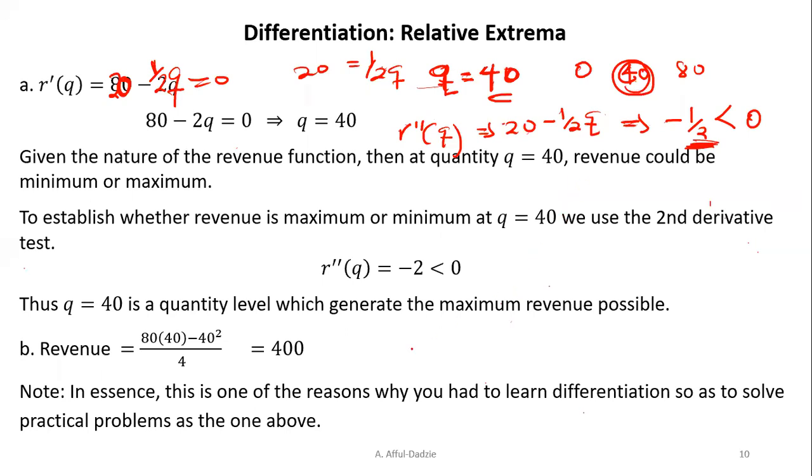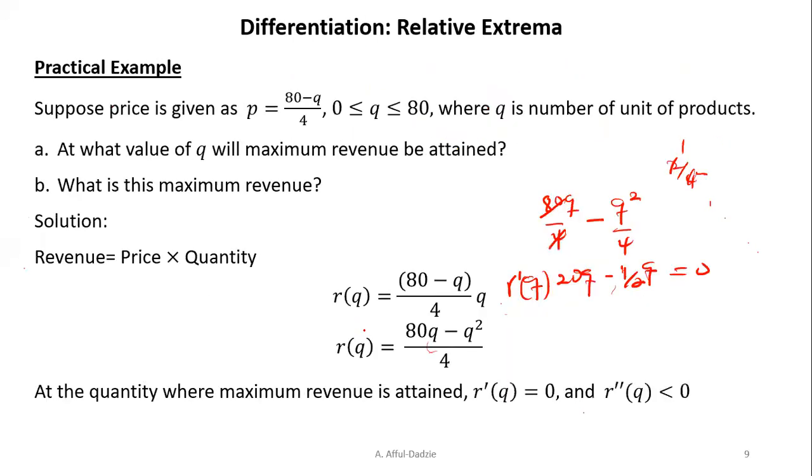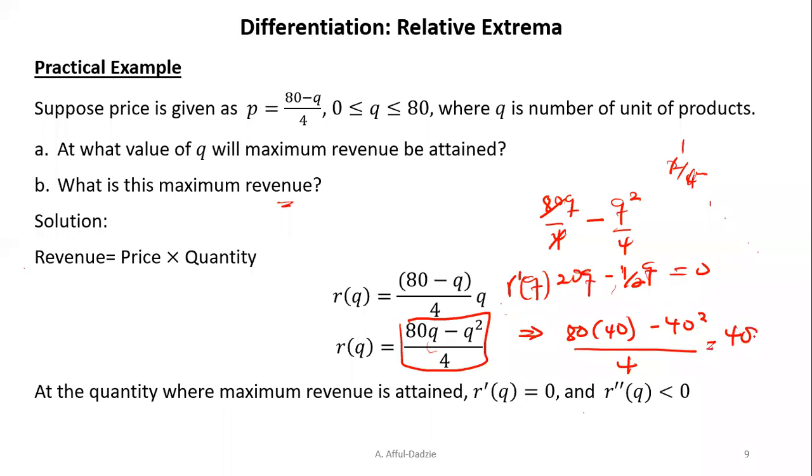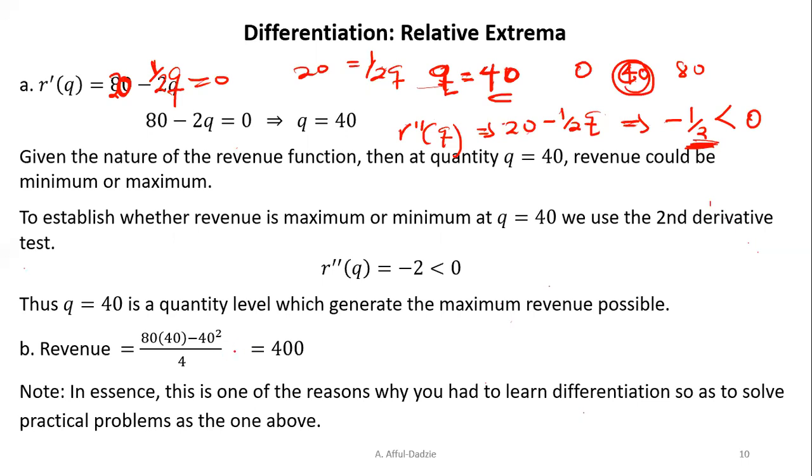So we can substitute it into the original expression to see what the actual revenue would be. This is the revenue equation, the total revenue equation, and we have found Q to be 40. The question asks, what is the maximum revenue? So this is 80 times 40 minus 40 squared all over 4. When you solve this expression, I think we had 400, and that's the same thing we have here.